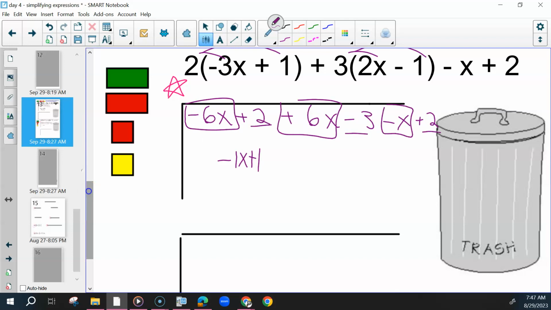So here, these two would cancel each other out. That's that zero pair. We have that positive negative, so we would just have negative x. And then 2 minus 3 would be negative 1, plus 2 would be positive 1. So negative x plus 1 or, negative 1x plus 1 or negative x plus 1. Either or. So that should have been the correct answer. Alright. Go on to the next page.